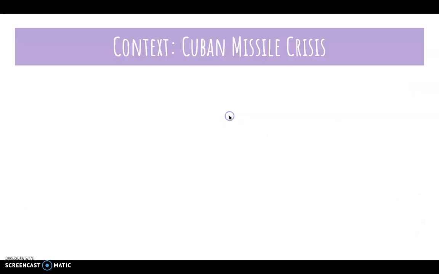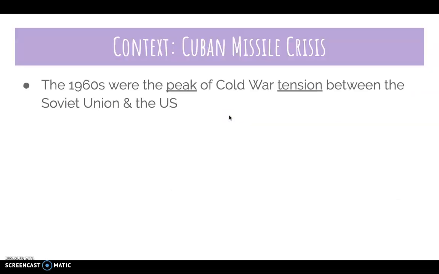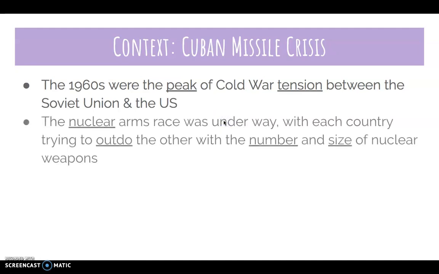Just some context: in the 1960s, we're really going to see this Cold War come to a peak. This is going to be peak tension between the Soviet Union and the United States. We've talked about how the Cold War starts really at the end of World War II. It's going to come to a peak in the 1960s, and then after this, we're going to see it slowly taper off, and then by 1991 be completely over.